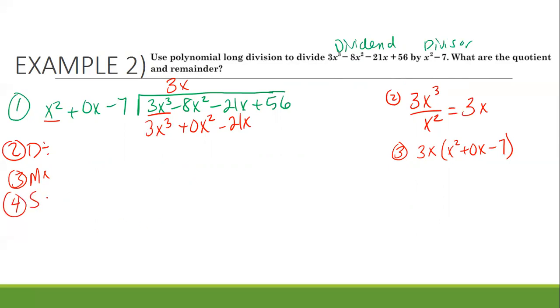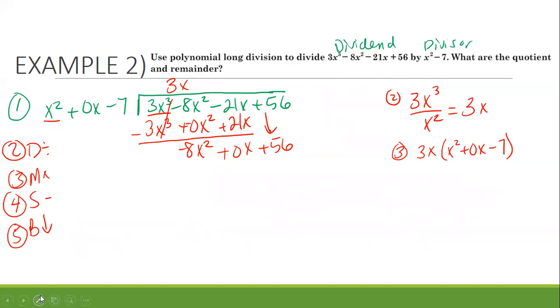Step 4 is to subtract, changing the signs. I have negative 8x squared minus 0x squared, which is negative 8x squared. I have negative 21x plus 21x, which gives me 0x. Step 5 is to bring down. So I bring down and I repeat if the degree of my remainder is not less than the degree of my divisor, and it is not. So I'm going to repeat.